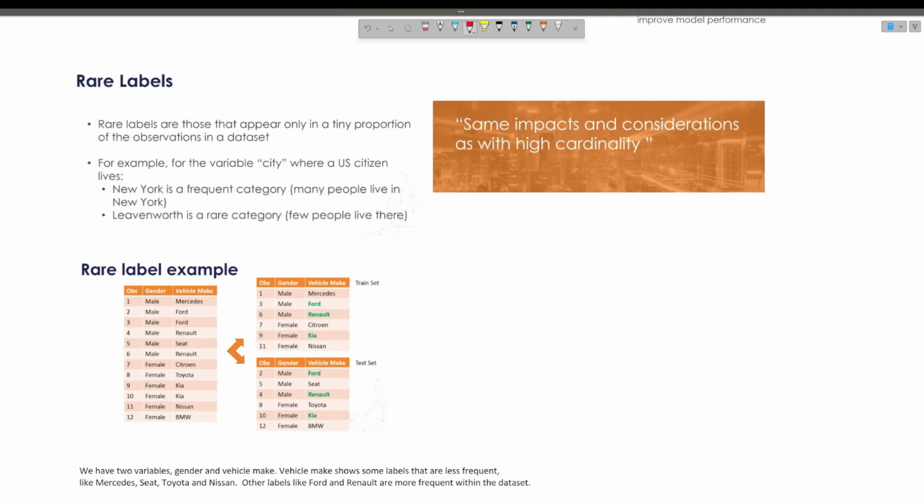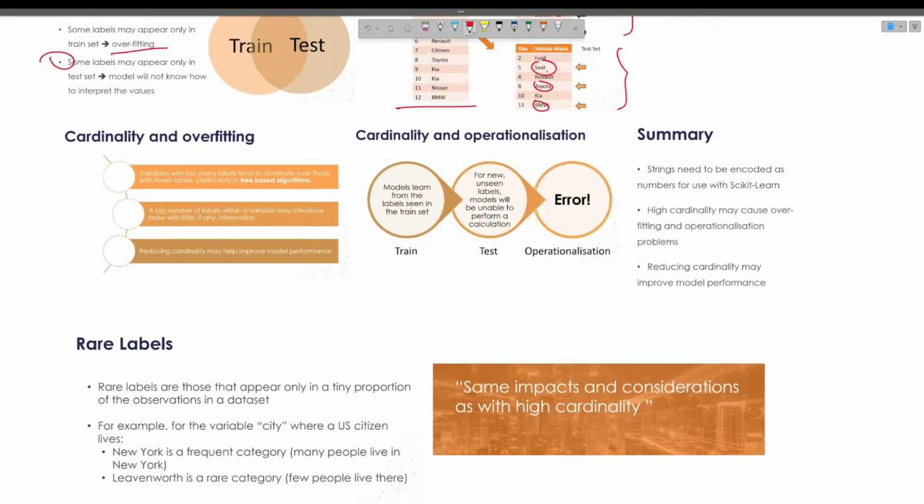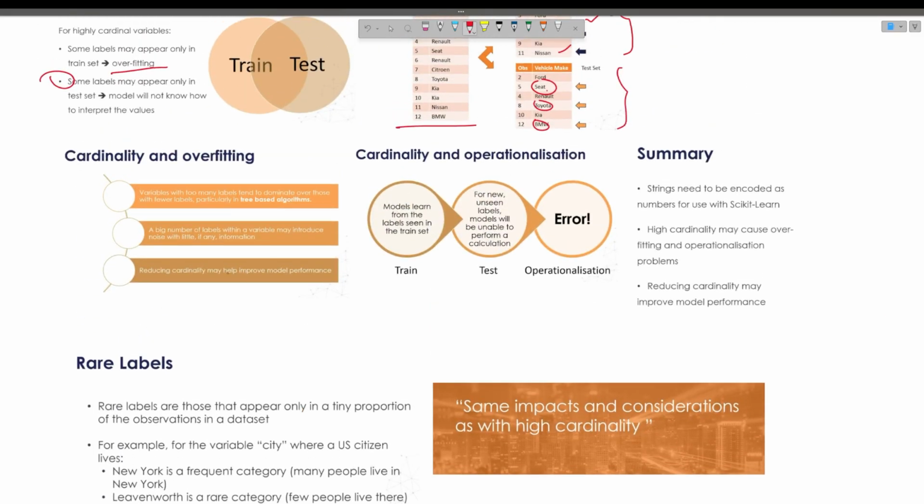And talking about another one, which is cardinality and overfitting. So the overfitting is for when some values only appear in the trained dataset, we have that. And cardinality is basically for this one.